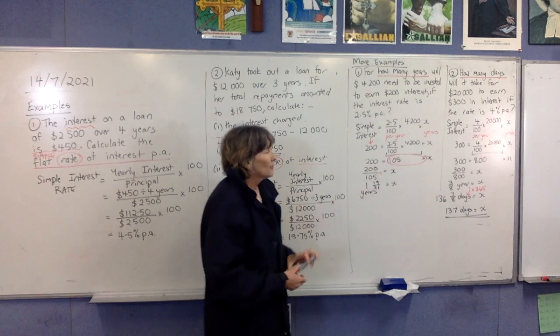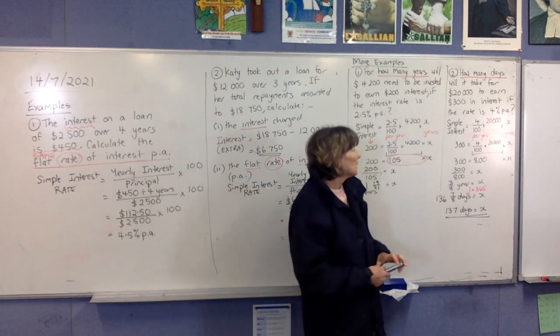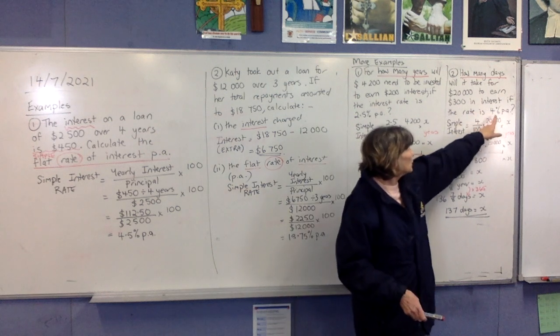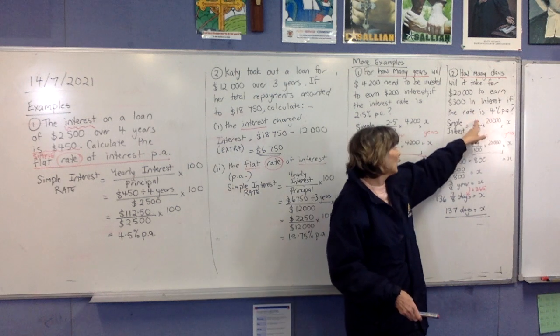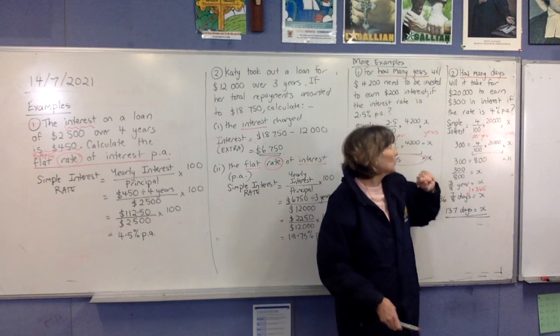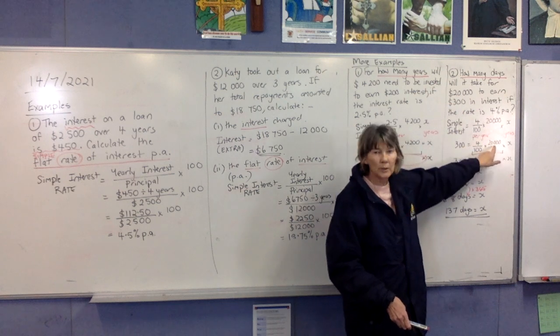Okay, number 2 is a very similar question, except that they're asking for how many days. So we're going to start it the same way. Simple interest equals, here's your interest rate, 4%, 4 over 100, times by the amount that we are investing, which is $20,000. That's our principal, so that goes there.